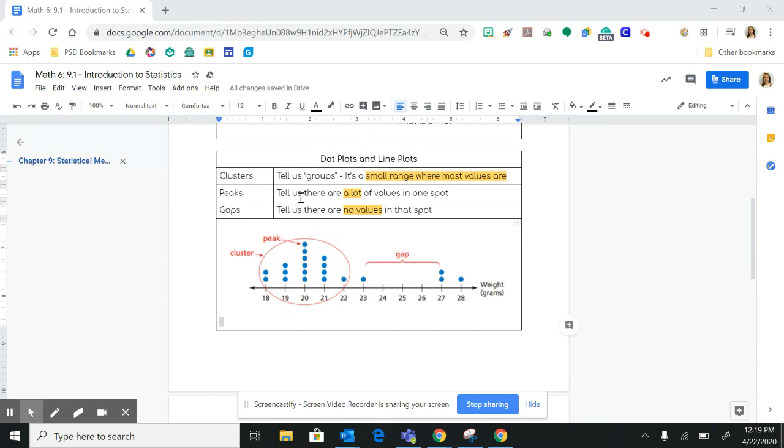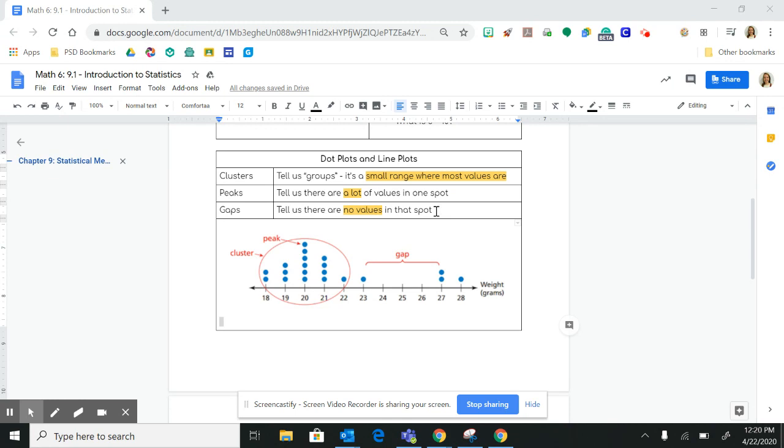A peak, a cluster, is a group that's a small range where most of the values are. So if you look at our dot plot here, dot plot and line plot mean the same thing. They're interchangeable. If you looked at our dot plot here, we would notice that most of our data is concentrated on this one area right here. A peak is where there are a lot of values in one spot. So you can look here and you can see that our highest value is at 20. So this is the most concentrated area where we have the most answers, which is 20.